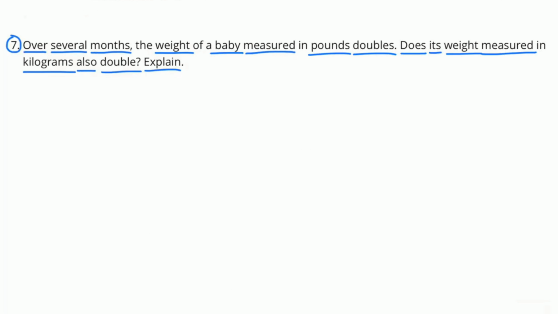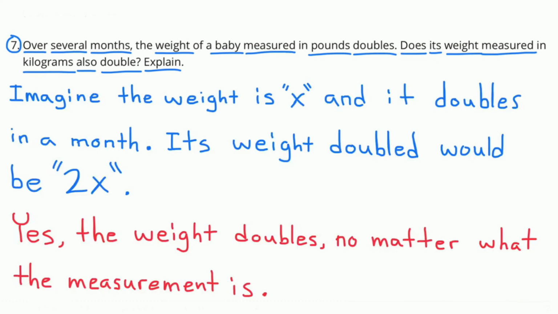Number 7. Over several months, the weight of a baby measured in pounds doubles. Does its weight measured in kilograms also double? Explain. Imagine the weight is X, or unknown, and it doubles in a month. Its weight doubled would be 2X, or 2 times X. So yes, the weight doubles no matter what the measurement is.